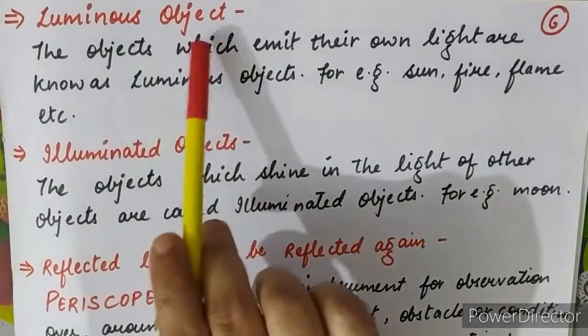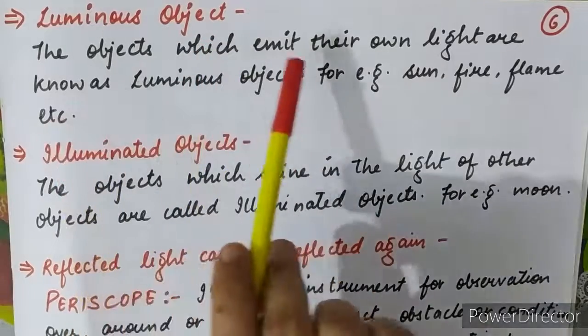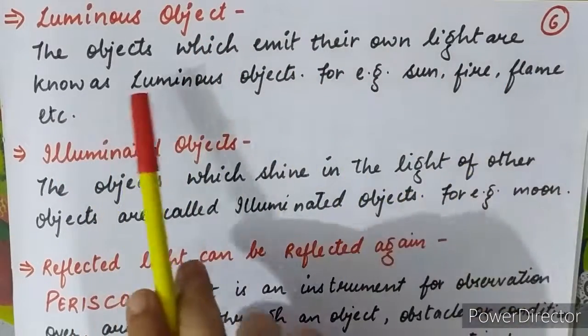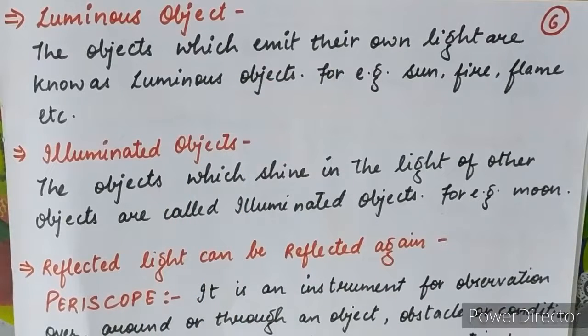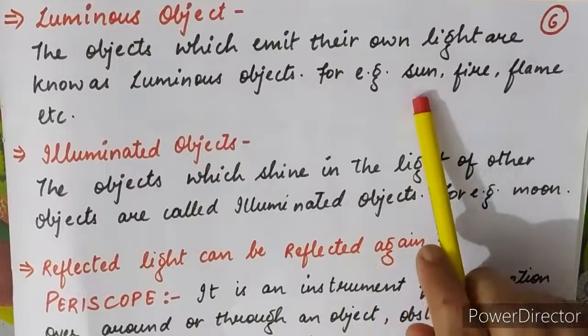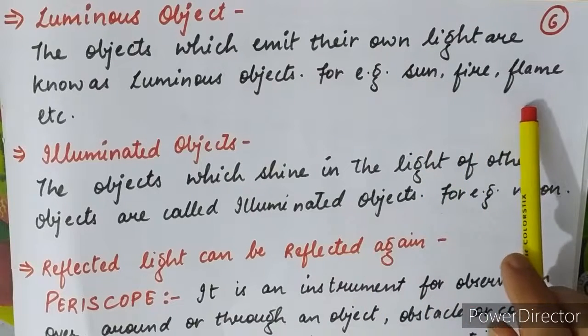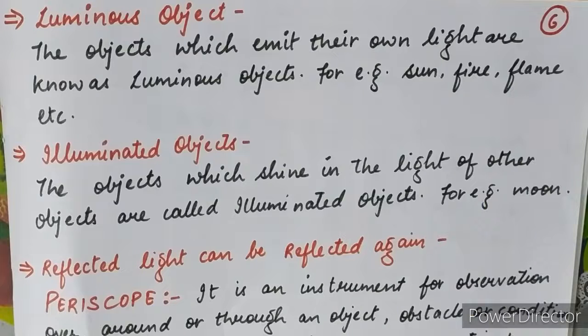First is the luminous object. The objects which emit their own light are known as luminous objects. It means if an object has its own light, only such objects emit their own light. For example, the sun has its own light. We know that the sun is the major source of energy. So the sun, a fire, a flame, all these are luminous objects which emit their own light.